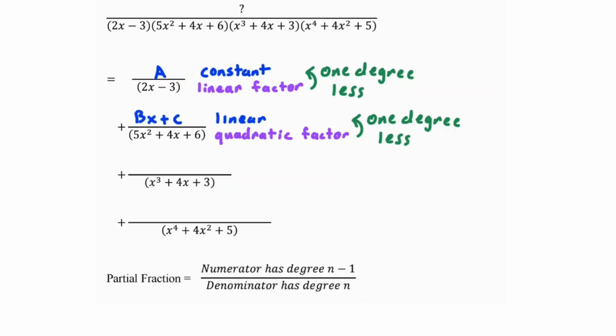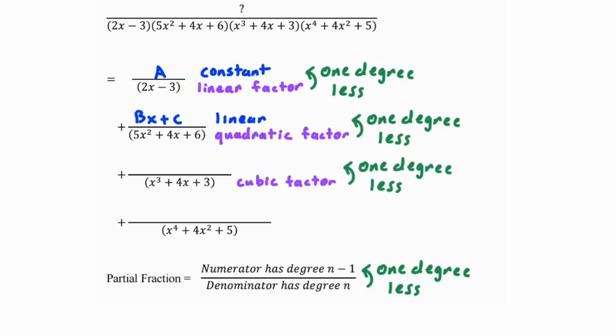So the main idea here is when you have any partial fraction, the denominator will have a degree of n, meaning the numerator should have a degree of n minus 1. The numerator is always going to be 1 degree less than the denominator. So for the x cubed plus 4x plus 3, we have a cubic factor, x to the power 3. Go 1 degree less, which is x to the power 2, which is a quadratic. So we have dx squared plus ex plus f.